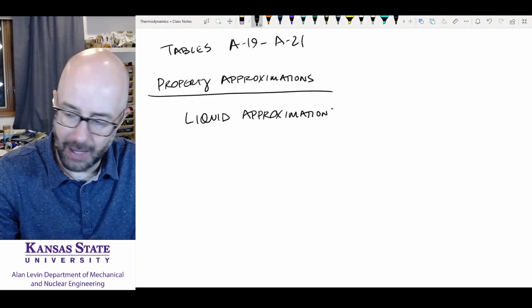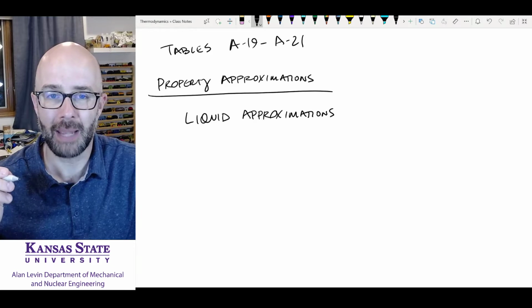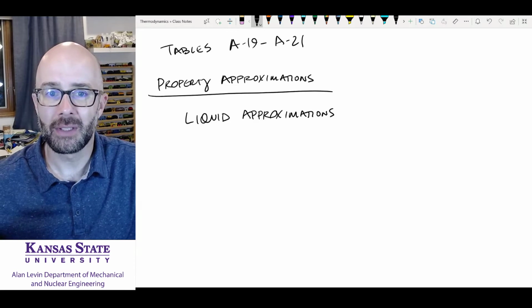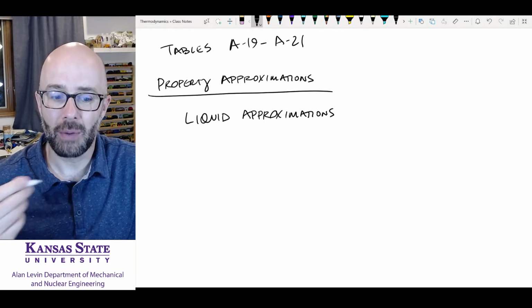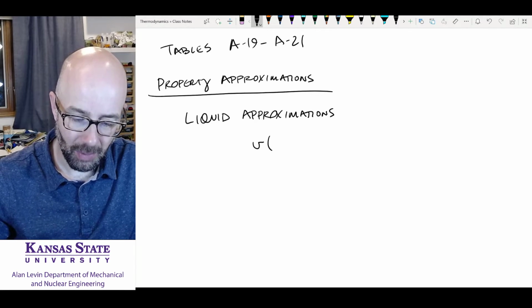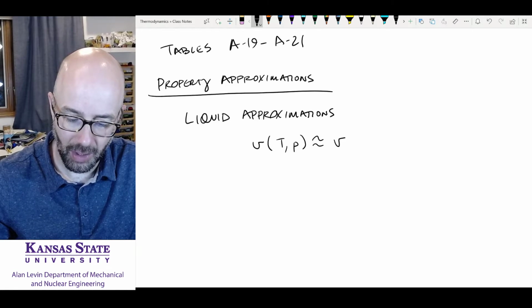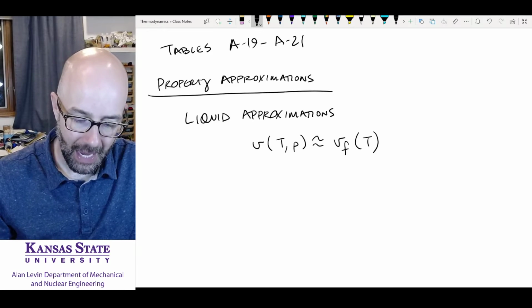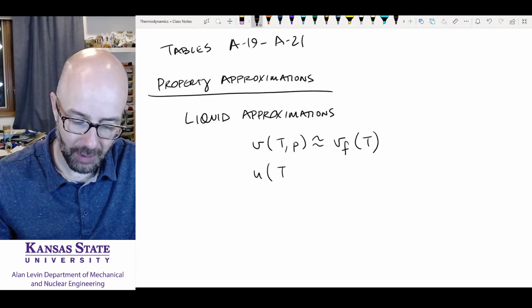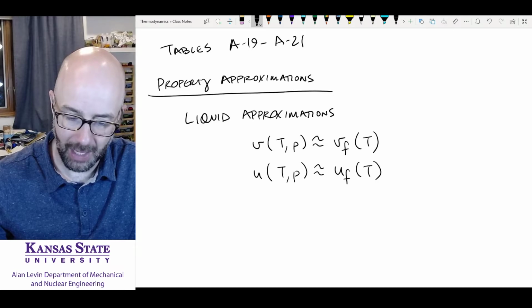And the reason why we have that, just to refresh our memory, is because only water has the compressed liquid tables. Everything else doesn't have compressed liquid tables, so how do we find the properties? We say the specific volume at some temperature and pressure is approximately equal to the specific volume of the saturated liquid at the temperature I've been given. And the internal energy at some temperature and pressure is approximately equal to the internal energy of the saturated liquid at the temperature I've been given.